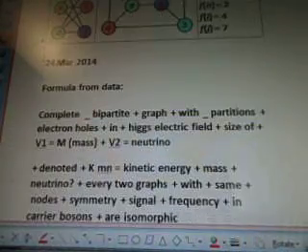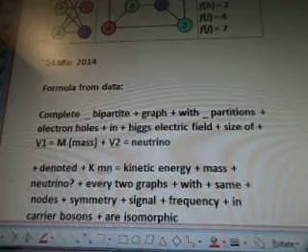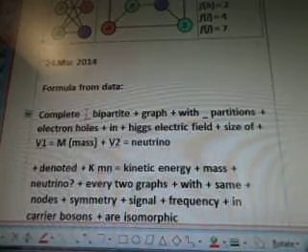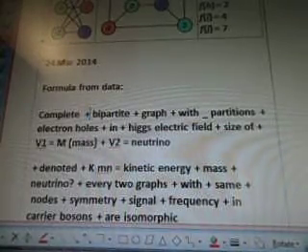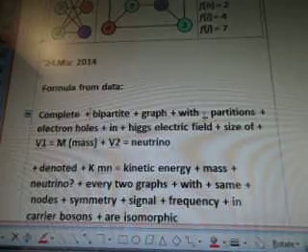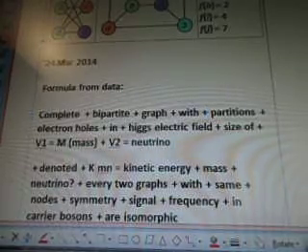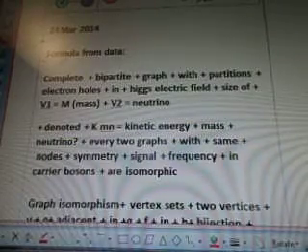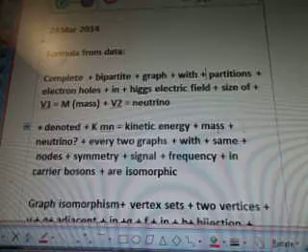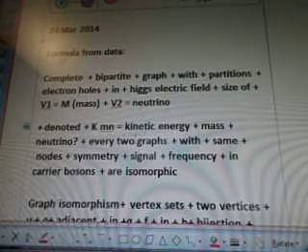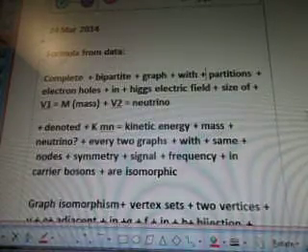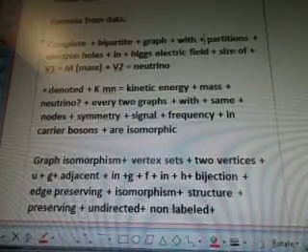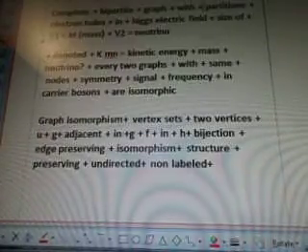Okay. Formula from the data, March 24th. Complete bipartite graph with partitions. Electron holes in the Higgs electric field. Size of V1 is M, which is the mass. V2 is the neutrino, denoted by KMN. So that's kinetic energy plus mass plus neutrino, question mark. Every two graphs with same nodes, symmetry, signal, frequency, and carrier bosons are isomorphic.